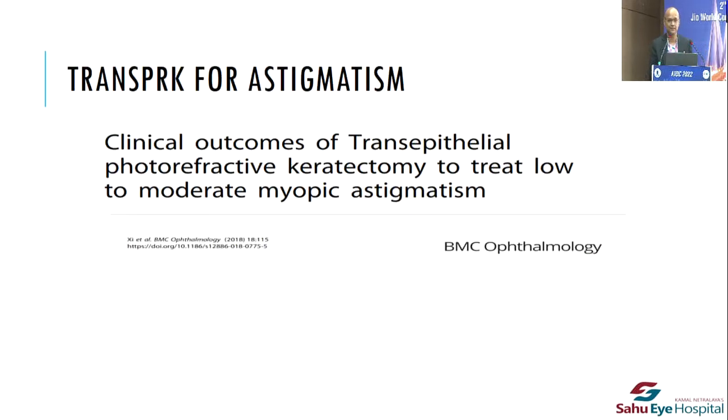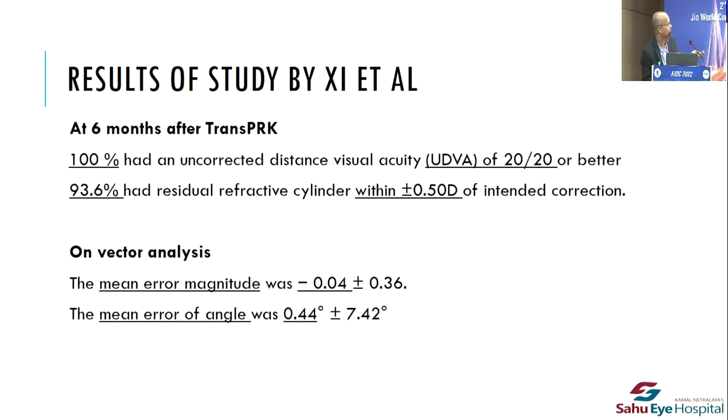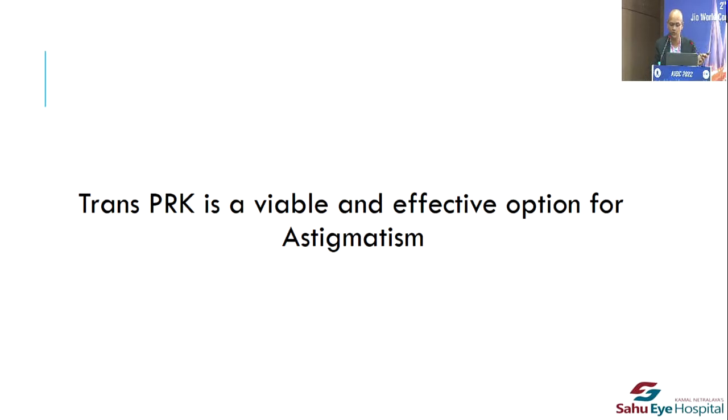Now, astigmatism. Again, my initial concern when I migrated from lamellar procedures to surface ablation was, would I get accurate corrections for astigmatism? Now, look at the data out here. In one of the studies by Z et al., which used vectorial analysis to look at the SIAs, they found that 100% had an uncorrected distant visual acuity of 20/20 or better, and residual cylinder was less than 0.5 diopter in more than 93.6% of the cases. So it goes to show that even in astigmatism, it is an excellent tool.